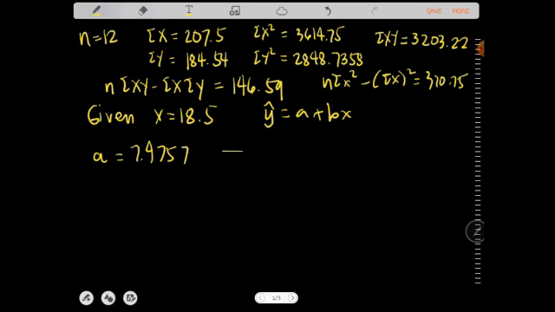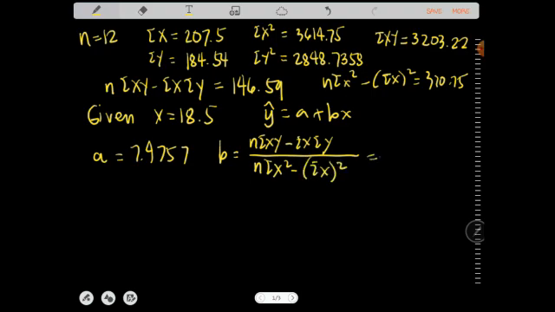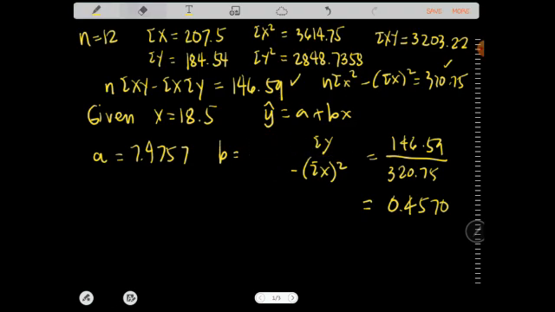Okay. Sabi naman, we have the formula B is equals to fraction bar. We have the N summation of the product X and Y minus the summation of X times the summation of Y over N times the summation of X squared minus the quantity of summation X raised to 2. Wherein yung ating numerator is just equals to 146.59, ito na kasi yun, over 320.75, ito naman yun. Okay? Simplifying further the equation, this will give us 0.4570 or 4570.